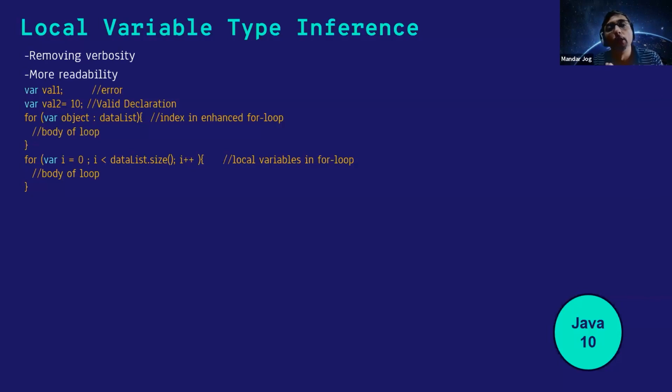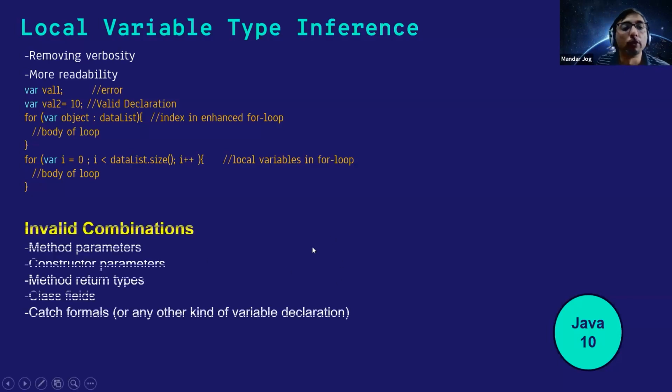So the var keyword is used to define the data type in such a way that it can dynamically find the data type according to the value which has been passed to that particular variable. So that is about local variable type inference.